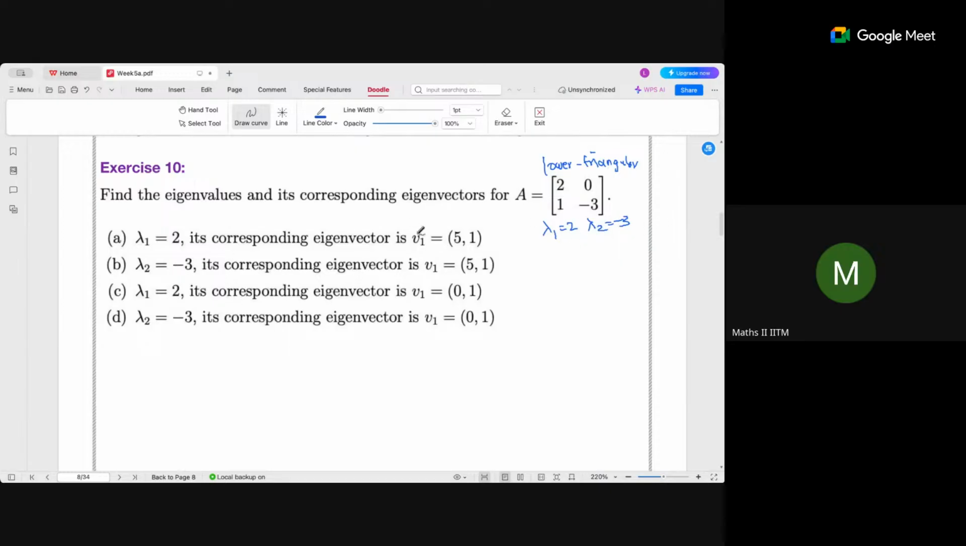Now how do we compute the eigenvector? Okay. So for computing eigenvector, we will consider A minus lambda 1 I. So for A minus lambda 1 I, what is the matrix? 0, 0, 1, minus 5. Is that correct? Your lambda 1 is equal to 2. What is A minus lambda 1 times the identity?